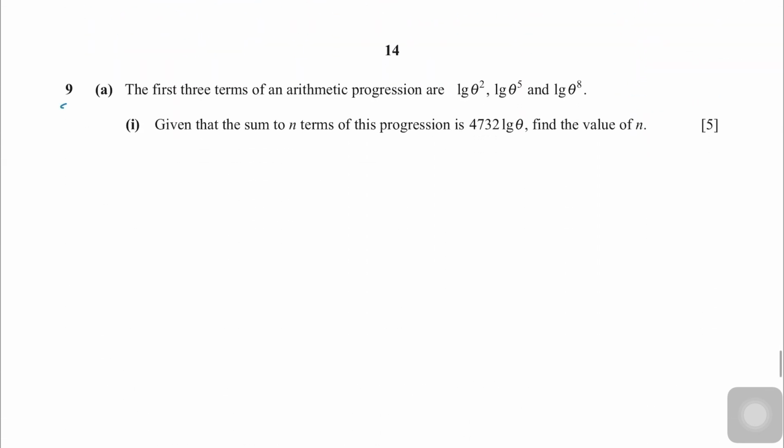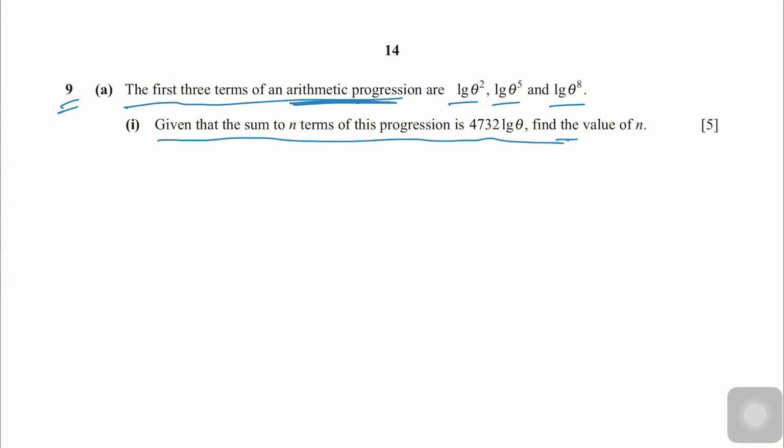Now moving on, we have question 9. The first three terms of an arithmetic progression are lg theta squared, lg theta to the power 5, lg theta to the power 8. Since it's an arithmetic progression, we will have a common difference. Given the sum to n terms of this progression, find the value of n.